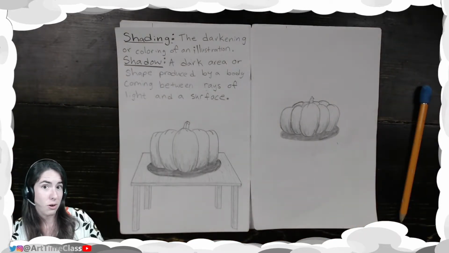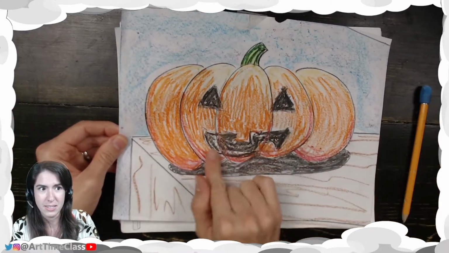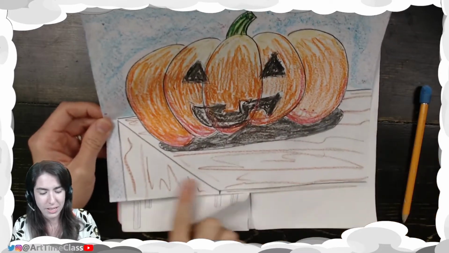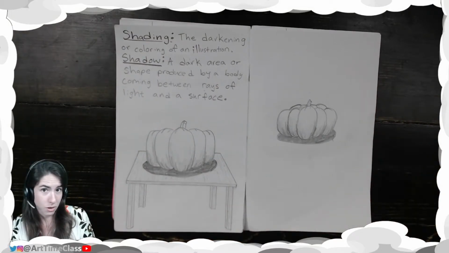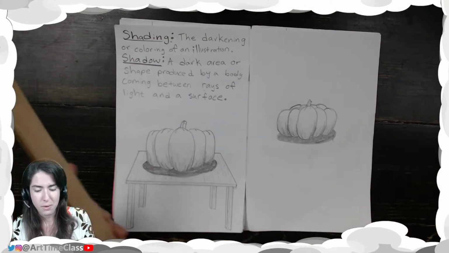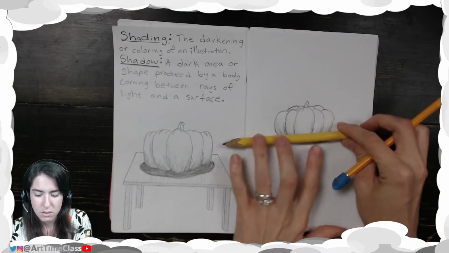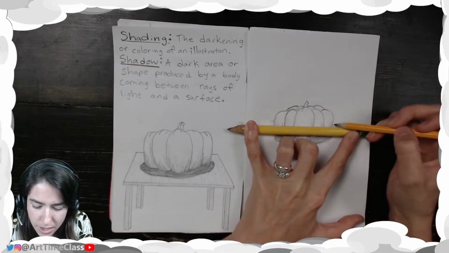If you want to make your pumpkin into a jack-o'-lantern, you can definitely add eyes and a mouth to it. Totally up to you. If you want to make it look like it's on a table, I can show you that right now. You don't have to, but if you'd like to, I recommend using a ruler or another pencil if you have an extra pencil. And you're going to do little bitty lines to the side.